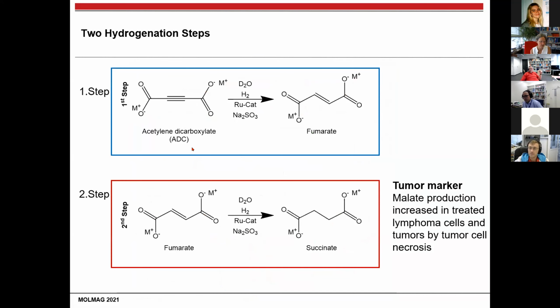Here it is in a bit more detail. To do the experiment, we did it in 2 steps. We checked the first hydrogenation step by going from acetylene dicarboxylate to fumarate, and then a second one from fumarate to succinate. We wanted to see whether we can follow these steps by FIP.